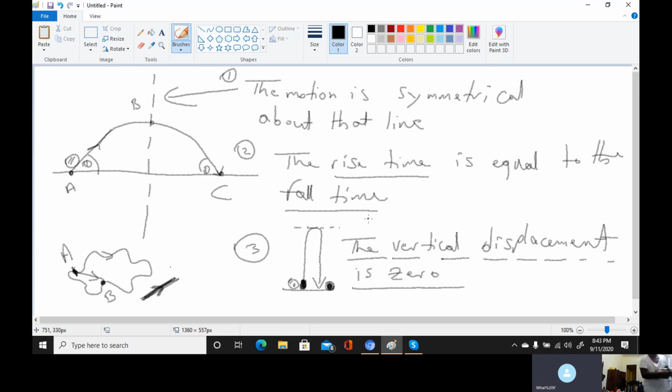Yeah. The vertical displacement is 0. All right, so that's the concept. So the vertical displacement is 0. We have said that the motion is symmetrical, very important. And of course, we can identify the maximum height of the projectile, very important.